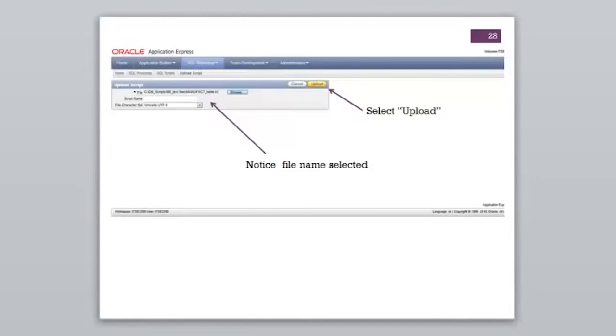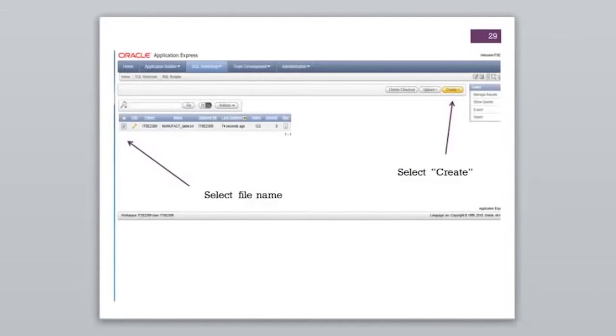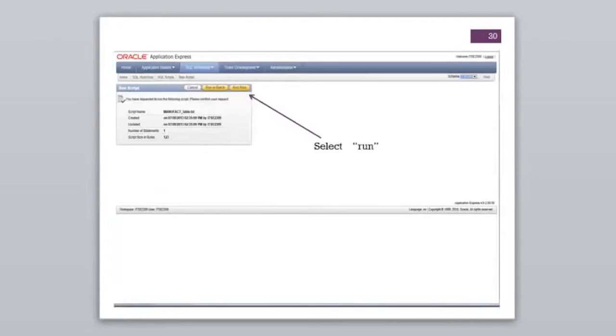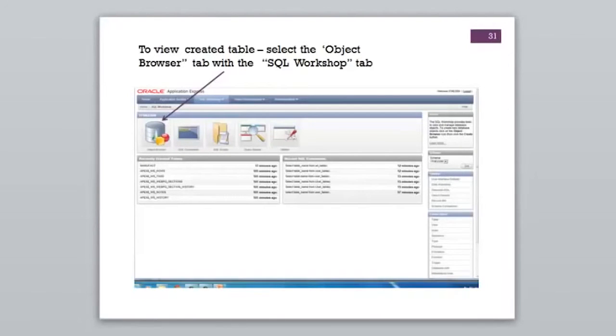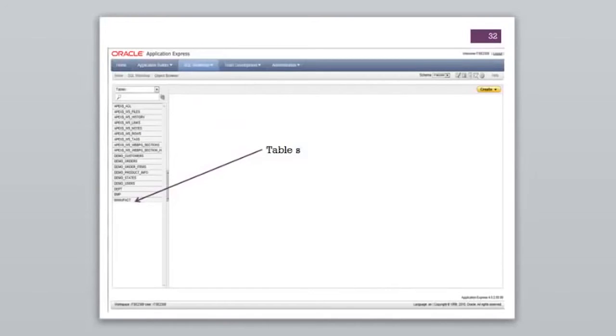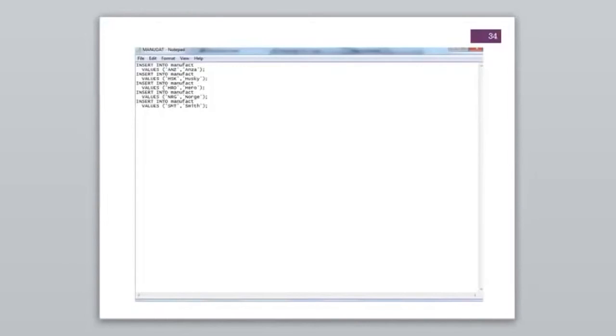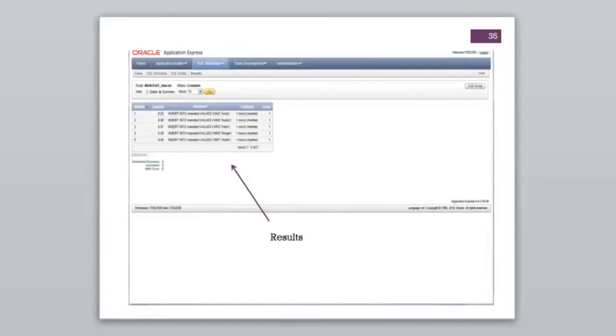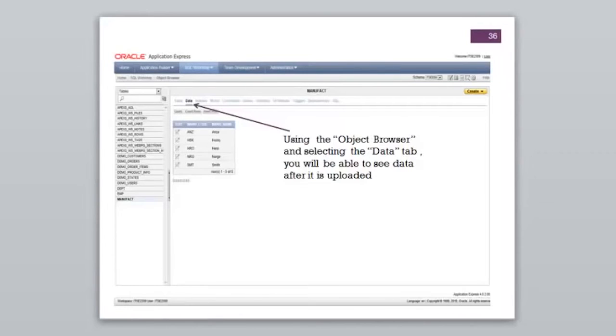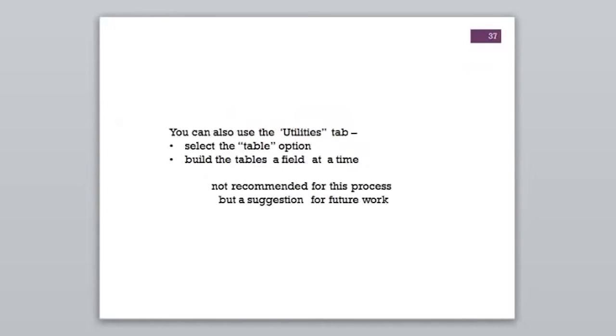You will do upload. At this point, you will see where the information is listed. You will select the file name. You will press create, and then you will use the run function. At this point, you will jump to the browser object tab. There you will select the manufacturer table that shows. The data processing follows the same methodology. You select the item, you insert the item, and you can also see the data as it is loaded.